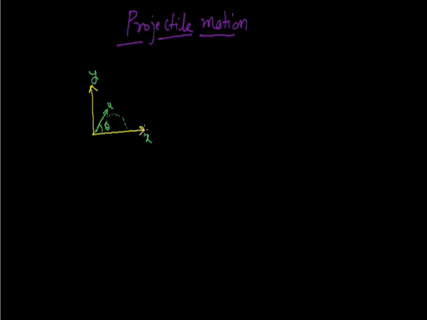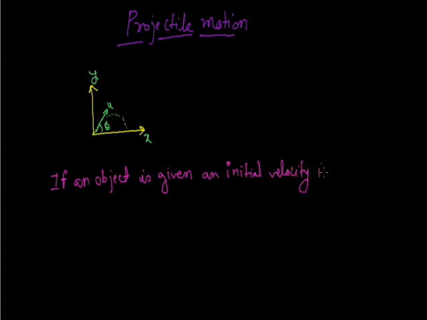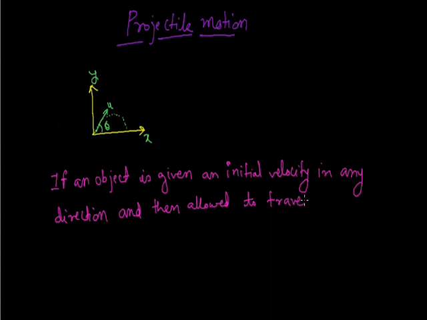So how will we define it? If an object is given an initial velocity in any direction and then allowed to travel under gravity, then the object is called a projectile.